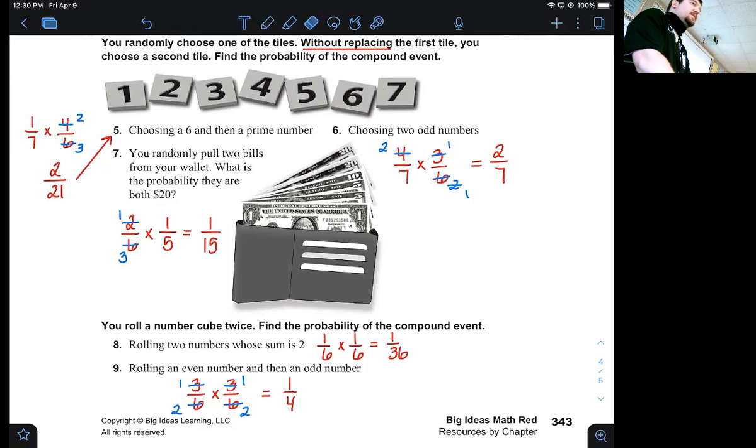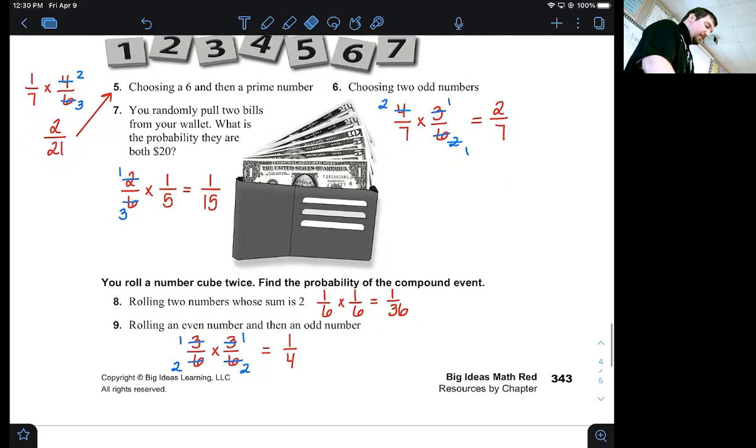Aiden? 0. Yeah, I don't have 3. All right, my next fraction will be 0 out of 4, which if you multiply something by 0, doesn't matter how many other numbers you had. You can't pull 3 $20 bills out, assuming you keep them. If you put them back in, it resets each time. We could do that, but we're keeping them.